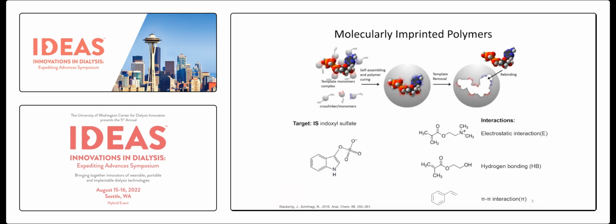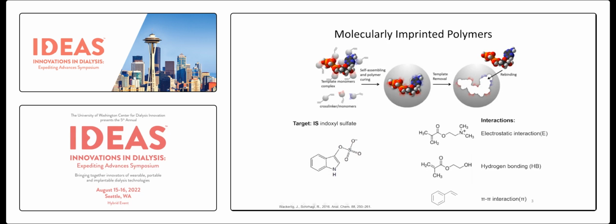In our group, we came up with the idea to use molecularly imprinted polymers to do that. Molecularly imprinted polymers work pretty much like an antibody. They have a cavity which not only has the shape of the target molecule, but also has specific interaction with the molecule.